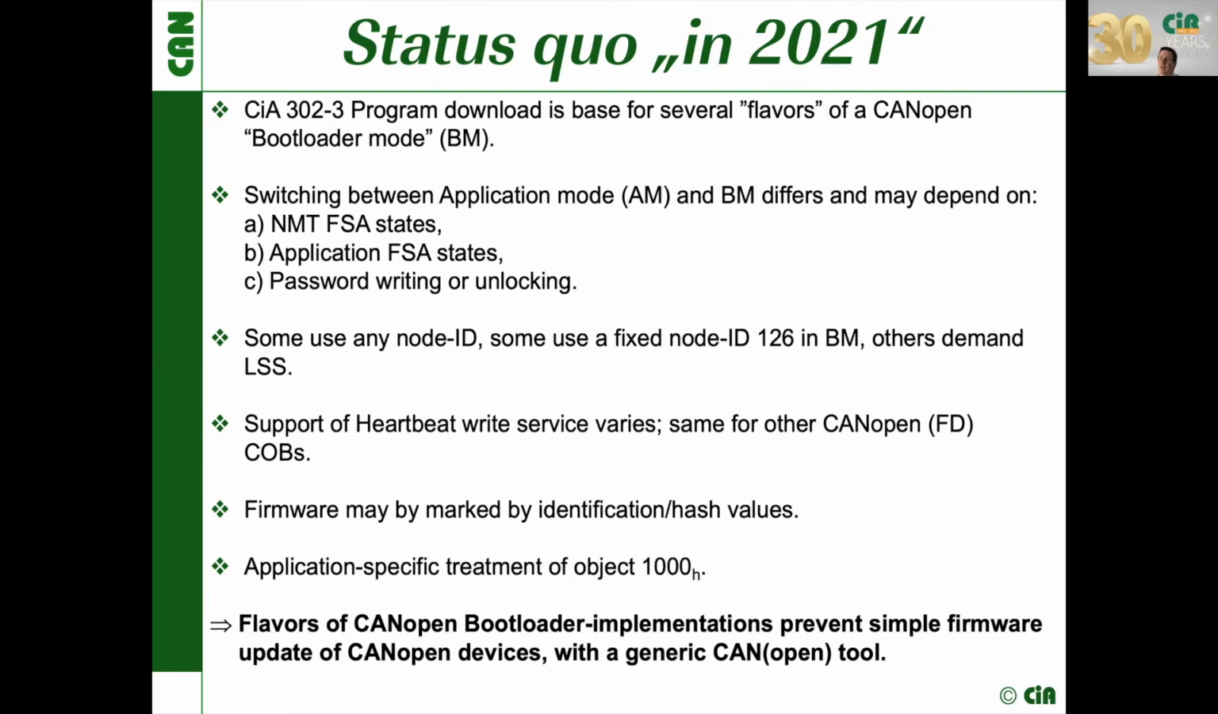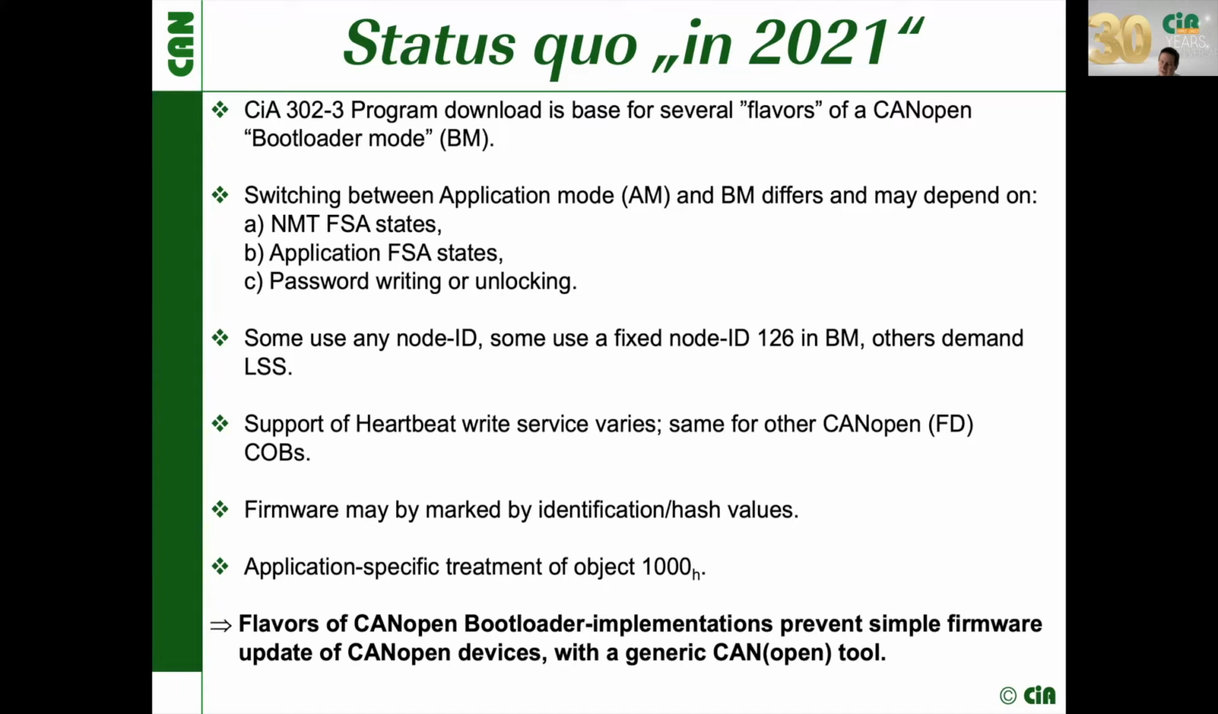Also, the node ID handling differs from profile to profile. We have seen now in the last example, LSS is demanded or is an option. In some applications, I shall take the node ID that the device has already in the current application. In further applications, I shall switch to a fixed node ID, typically the node ID 126. Some demand heartbeat and other CANopen services. Others don't want to see, for example, the heartbeat. There exist profiles that think about marking the application program.